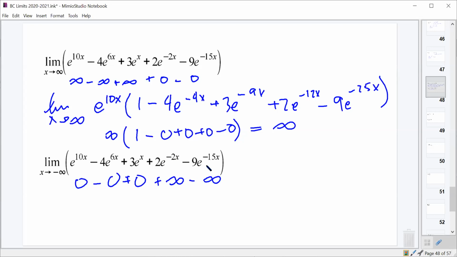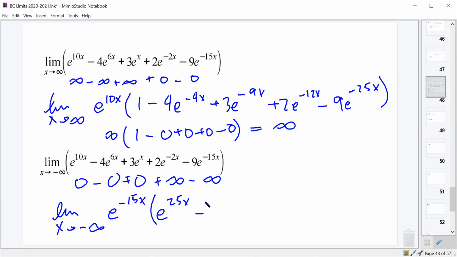And so we need to factor out the things that are causing the problem, factor out the things that are giving us infinities. So if we factor out e to the negative 15x from this one, we should get a bunch of zeros or constants inside the parentheses with either an infinity or negative infinity out there in the front. So that's what we'll do. We'll take a look at the limit as x approaches negative infinity. We'll take out e to the negative 15x, which is going to give us e to the 25x.